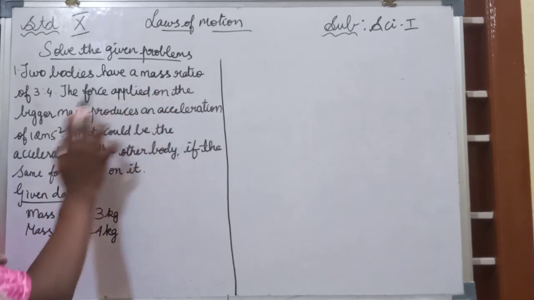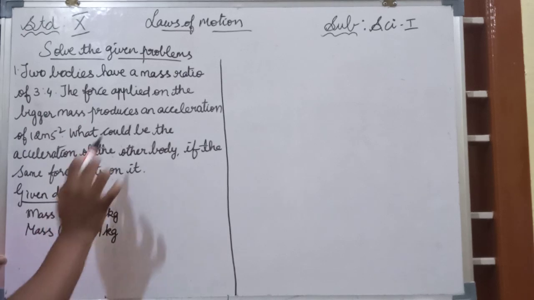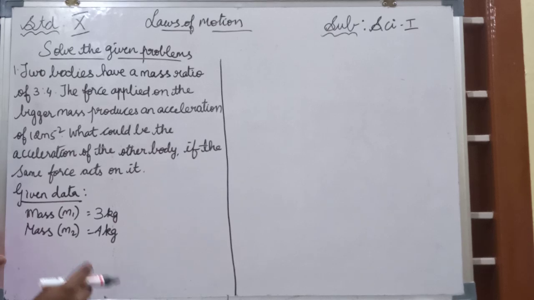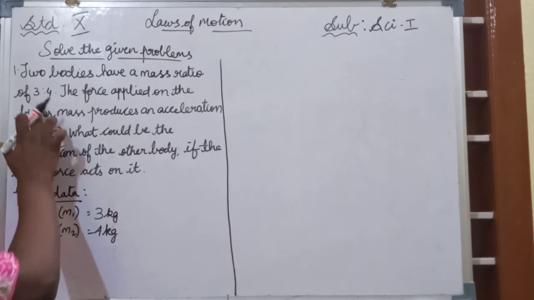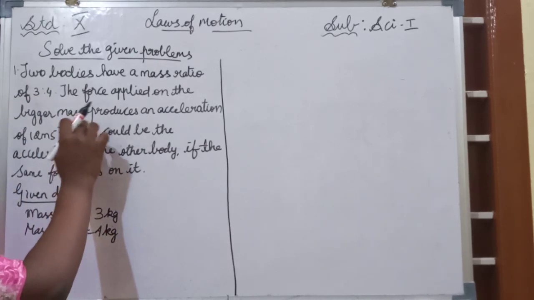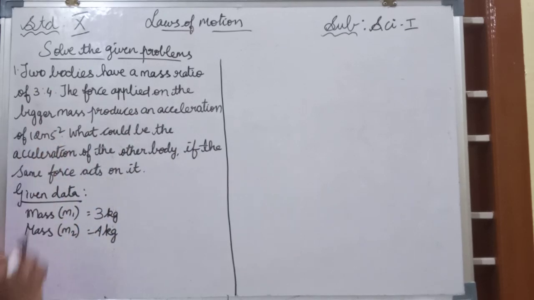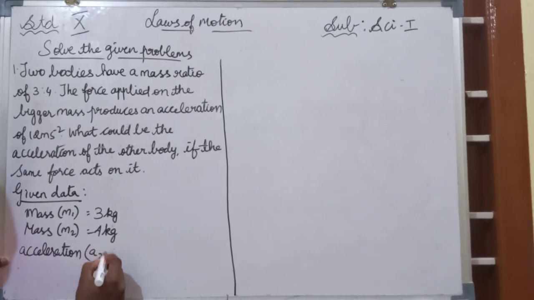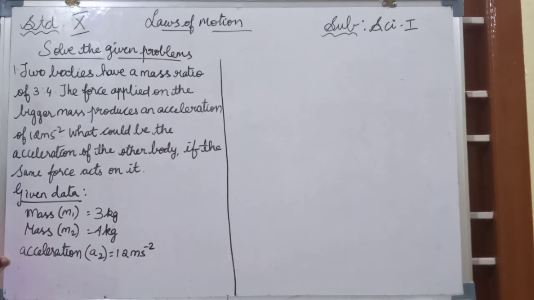The force applied on the bigger mass produces an acceleration of 12 ms^-2. Now the force is applied on the bigger mass. Here which one is the bigger mass, 3 or 4? Obviously 4. It produces an acceleration of 12 ms^-2. Now we are going to write the acceleration. So acceleration, A1 you must write or A2? Yes, A2. So A2 is equal to 12 ms^-2.